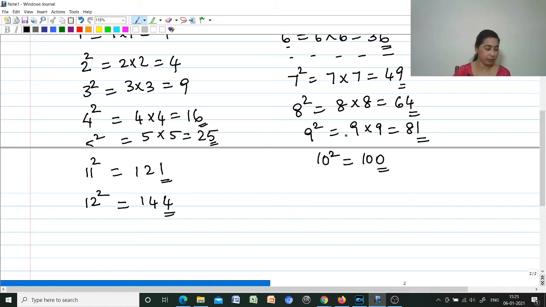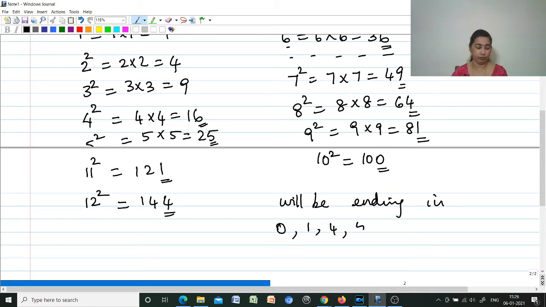So what will be the unit place of the squares of numbers? The squares of any numbers will be ending in either 0, 1, 4, 5, 6 or 9.